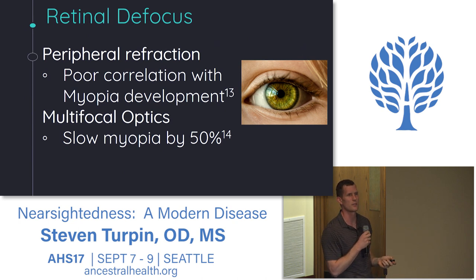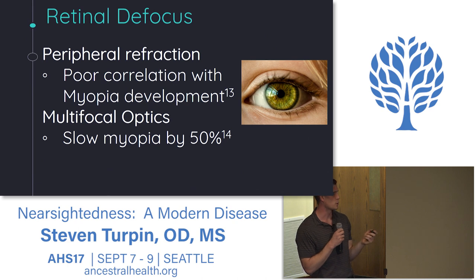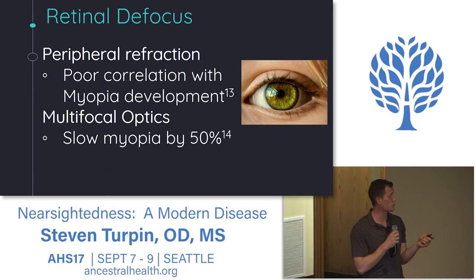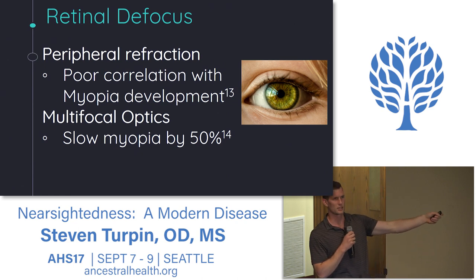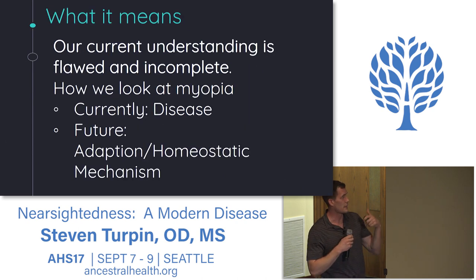And what we see is that works about 50% of the time. It slows the progression, it doesn't stop it. So if this peripheral refraction and retinal defocus were the whole story, it should be 100%, right? We should be able to stop myopic children, and myopia shouldn't exist if this was the whole story. And that's what brings me to the understanding today that we're not really there yet. It's still kind of in its infancy as far as our understanding of what makes someone myopic.